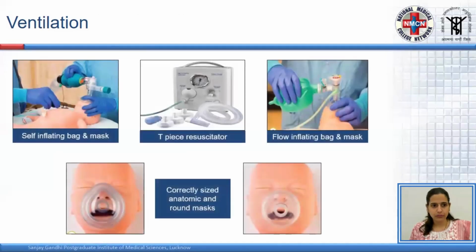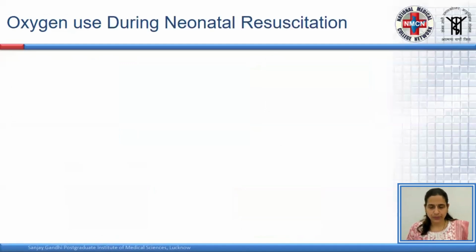So here we can see you can use a self-inflating bag and mask, a T-piece resuscitator, or a flow-inflating bag and mask. All of these can be used to provide positive pressure ventilation, and it is important to use a correctly sized, either anatomic or round, mask. It should rest on the chin and cover the mouth and the nose, but the mask should not be covering the eyes, and a tight seal should be formed to ensure that there is no leak.